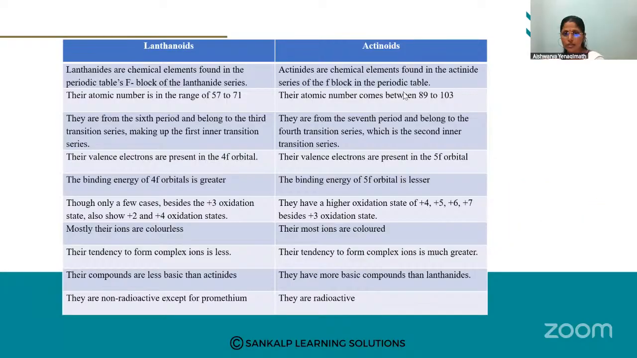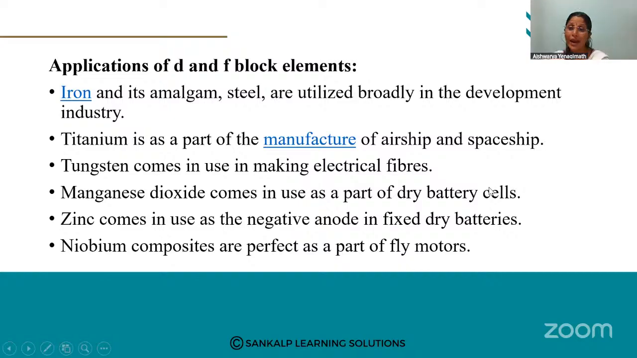Be it uranium, or the naturally occurring radioactive elements after uranium, yes, so this is about the actinides. Now, general applications of all D and F block elements. So iron and its amalgam. What is an amalgam? When we talk about amalgam, it is an alloy which compulsorily contains mercury. So an alloy with mercury is called amalgam. So iron and its alloys and steel are utilized broadly in the construction industries.